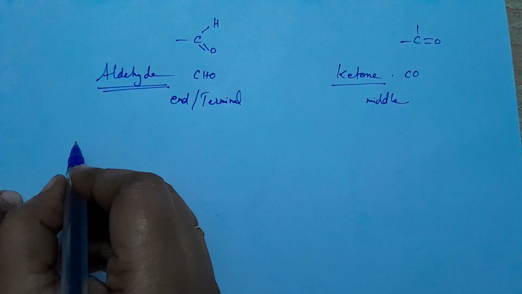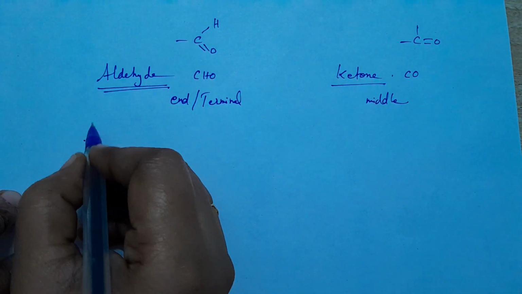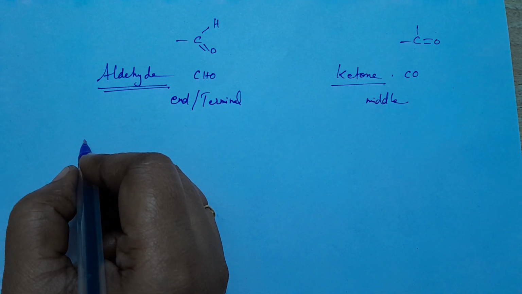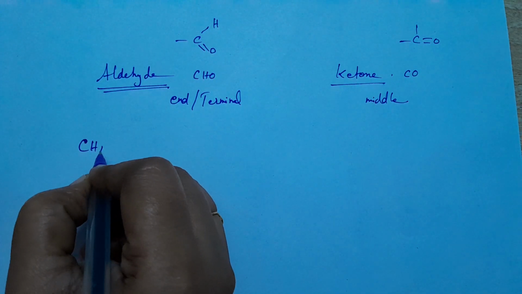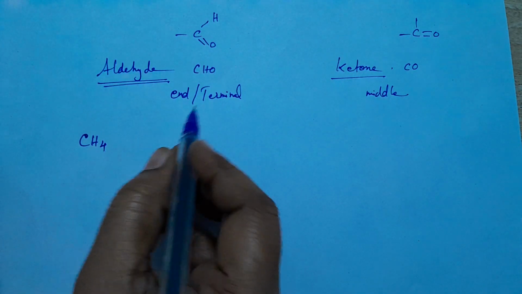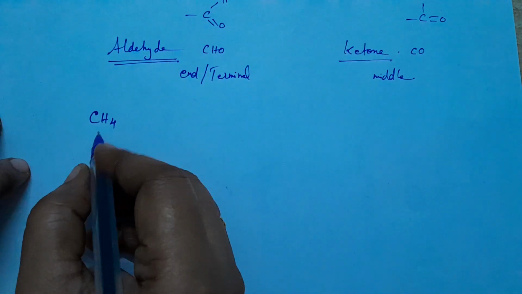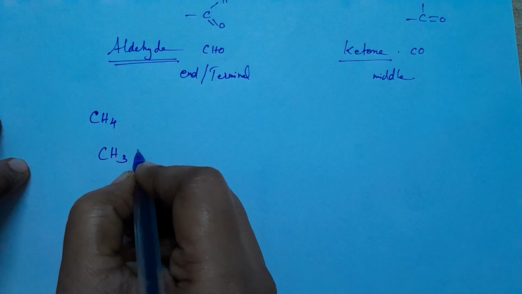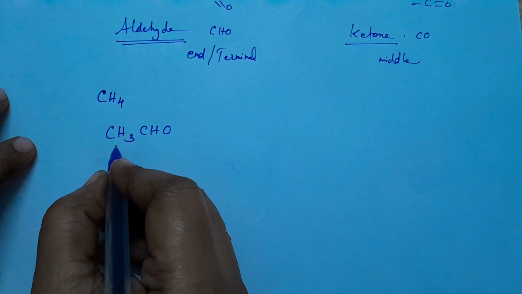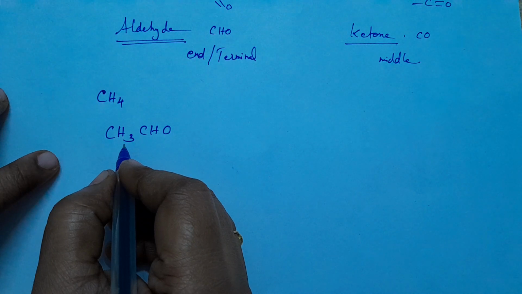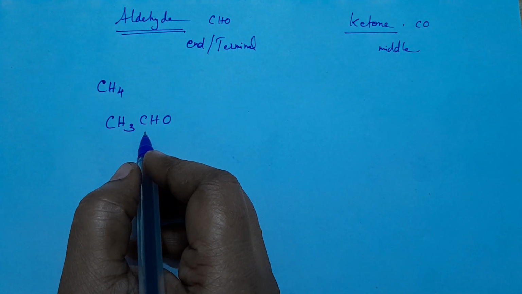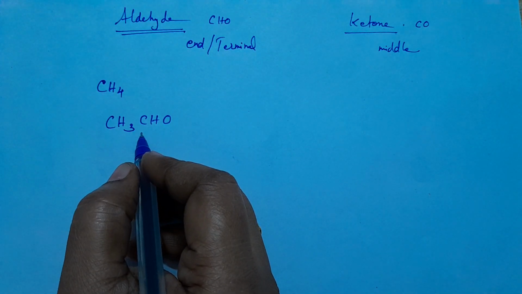Okay, for example, first we'll take the derivative of this methane alkane family. Take this methane, CH4. So usually one or two hydrogen atoms will be replaced by this functional group, right? So it became CH3CHO, right? CH3CHO. So what is this name? Acetaldehyde.